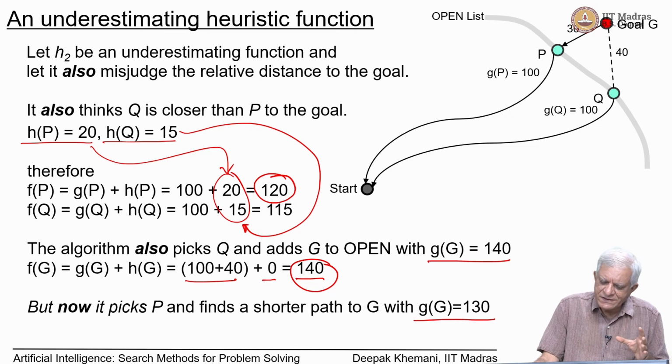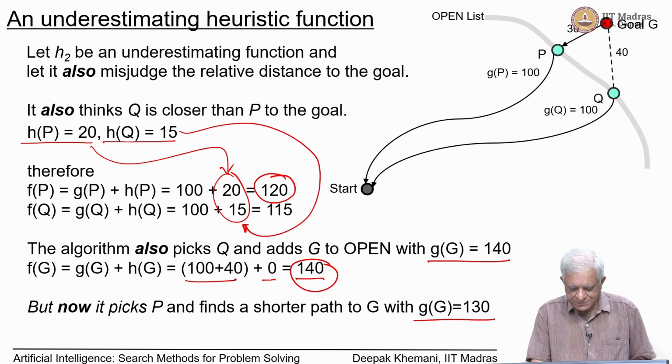So, you can see that both these functions were misjudging which node, p or q, is closer to the goal. Both thought that q is closer than p is, but the difference between these two functions was that h1 overestimated the distance to the goal and h2 underestimated the distance to the goal. And with this example, I hope it is clear that underestimating results in finding the optimal cost.